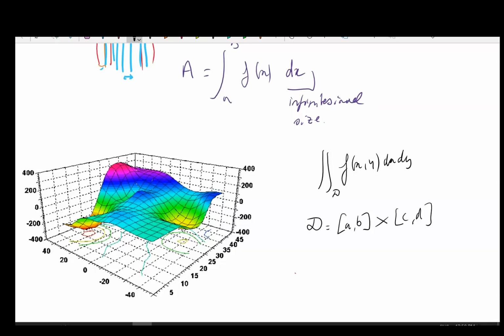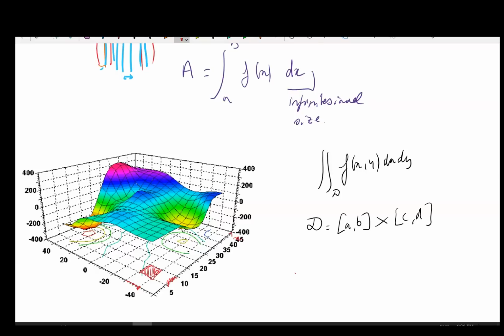So let's look at this graph on the side here. Let's say that's the representation of some function f of x, y, and I'm interested in x between 5 and 10, and y between negative 40 up to negative 30. So the intersection, AB times CD, is going to be that rectangle.